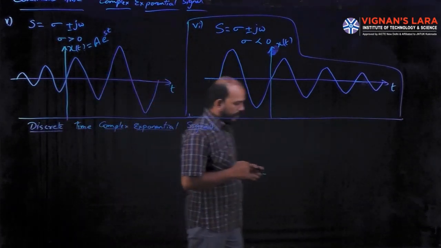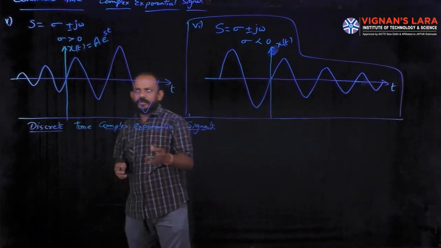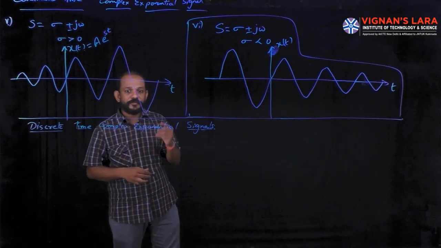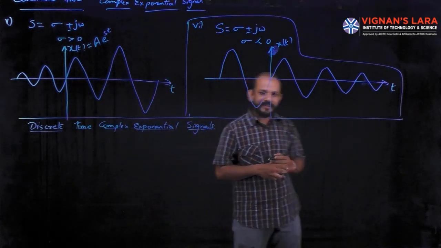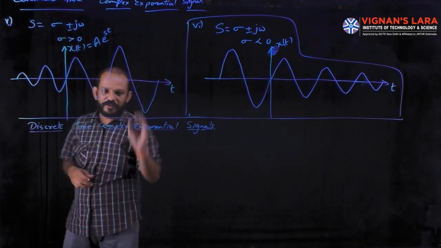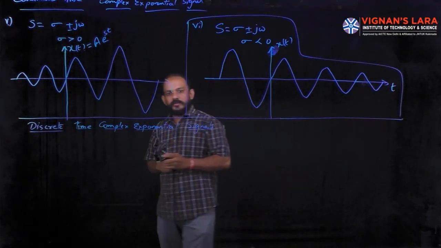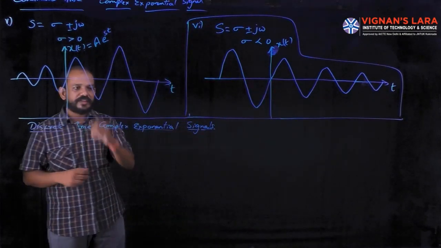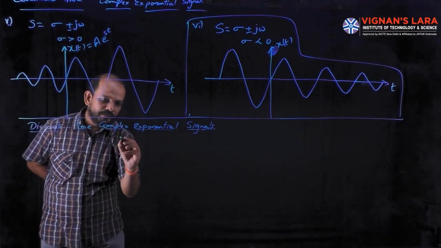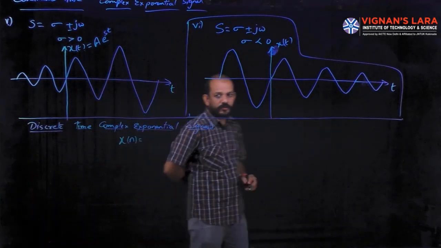Now first, how can we represent a discrete time complex exponential signal? For continuous time complex exponential signal also you have a representation, that is x of t equal to capital A into e power st, where s equal to sigma plus or minus j omega. The same way, for discrete time complex exponential signals also we have a representation. They are generally represented by x of n, because it is discrete, so we have to go for x of n.